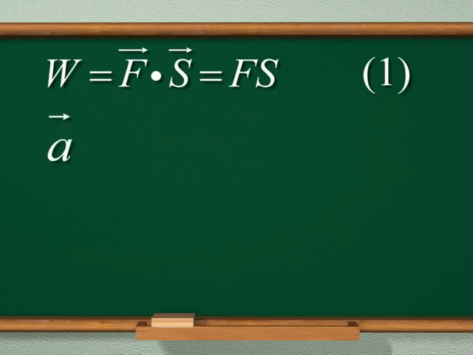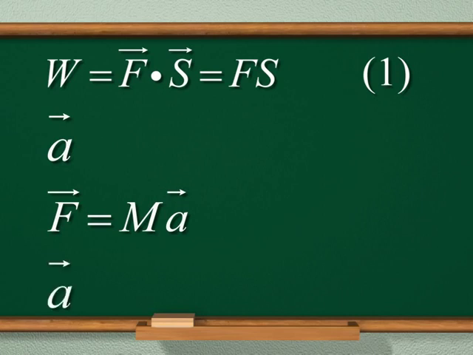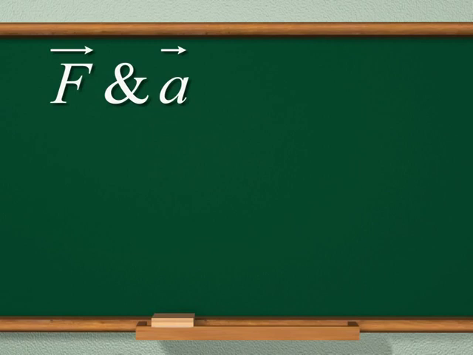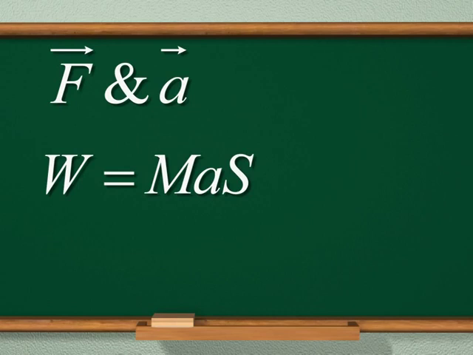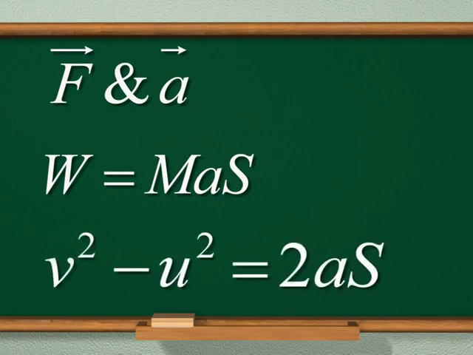If vector A is acceleration produced in the motion of the body, then according to Newton's second law of motion, vector F is equal to m into vector A. As vector A is along the direction of F, the vector notation of vector F and vector A may be omitted and we may simply use their magnitudes. Therefore, equation 1 becomes W is equal to m into a into s, since the velocity displacement relation is v square minus u square is equal to 2 into a into s.